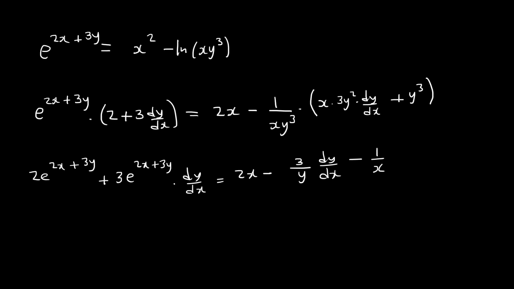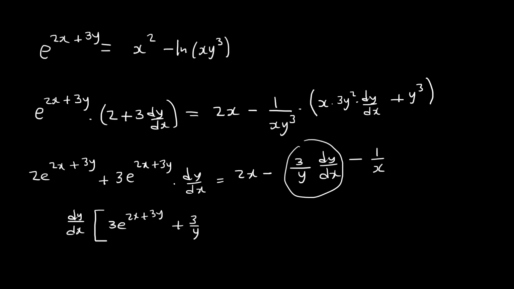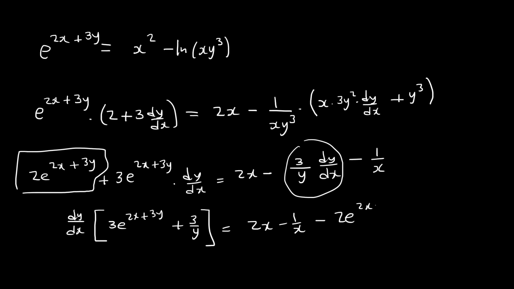So remember, from here we have to get dy/dx. So if I take 3 over y to the other side, because I will want to have space, I'm already taking out my common factors here, which is 3e^(2x+3y). Remember, I took this one to the other side, it's positive 3 over y. Then this side I have 2x minus 1 over x. Then I'm taking this one to the other side, which will be negative 2e^(2x+3y).